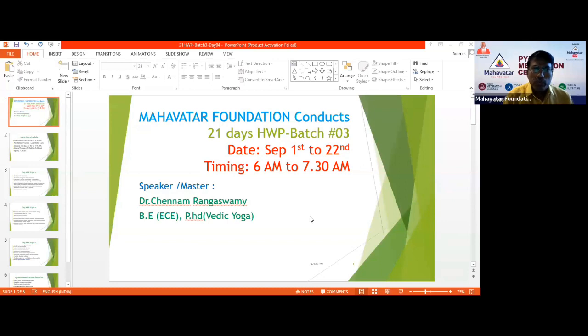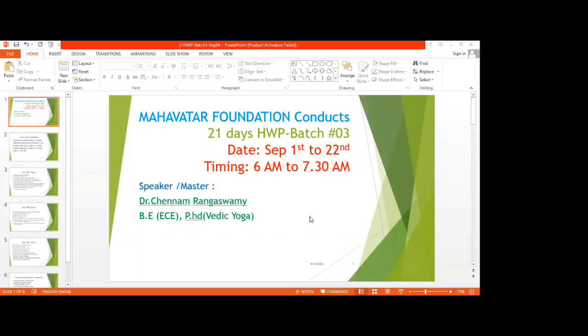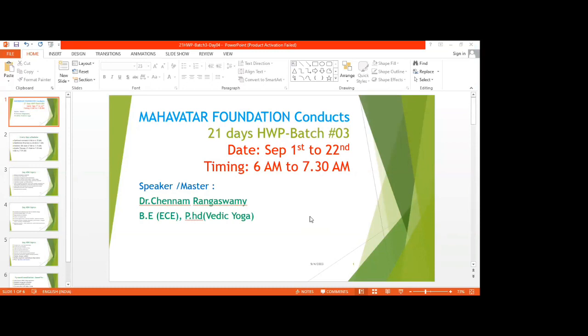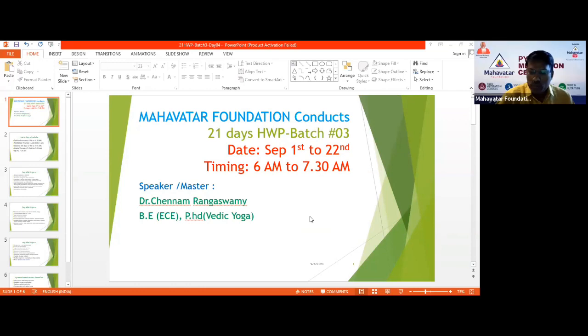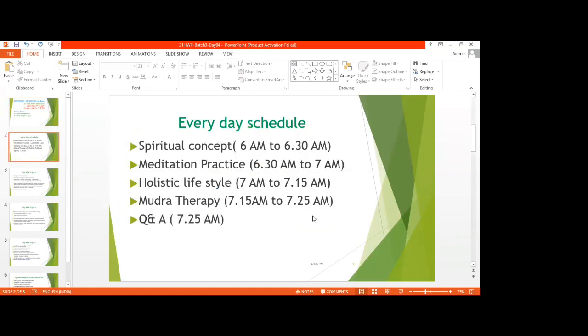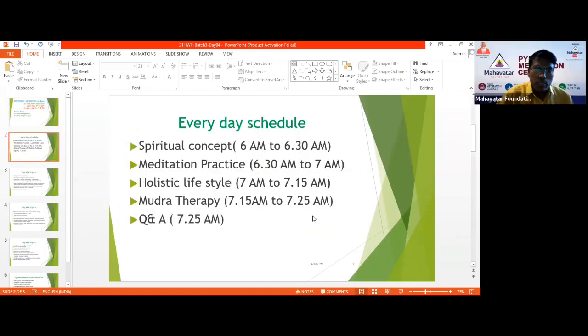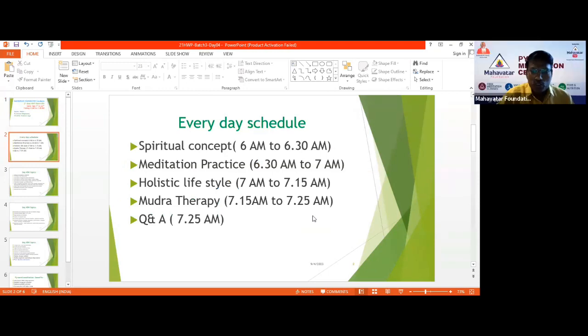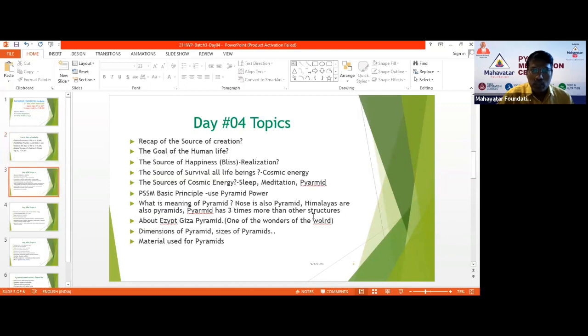So this is Holistic Wellness. Mahavatar Foundation is conducting a 21 days holistic wellness program, a batch 3 session. It started from 1st September and goes till 22nd September. Every day it happens from 6 o'clock to 7:30. So this is the everyday schedule. We have given it in brief, from what time to what time, which topic will take place.